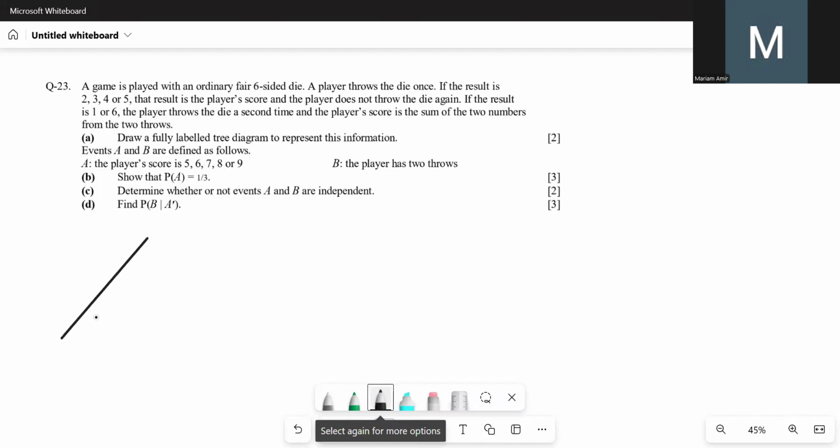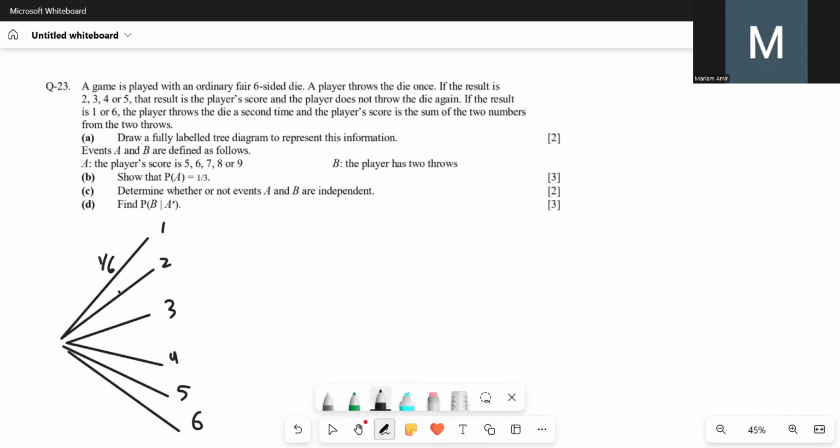Okay, so we'll have 1 or 2 or 3 or 4, 5 or 6. On each throw, the probability of each outcome will be 1/6, since this is a dice throw. Okay, so if 1 or 6 is thrown, then you get another throw.